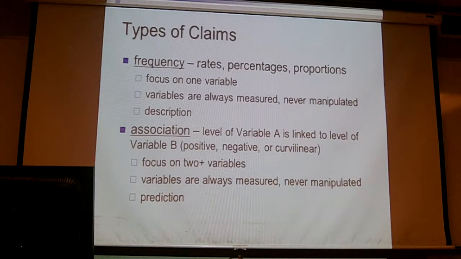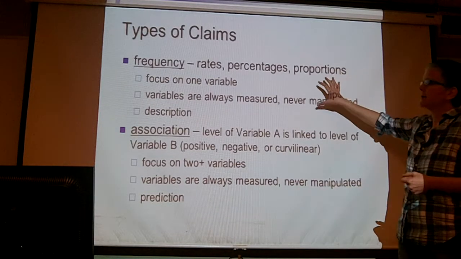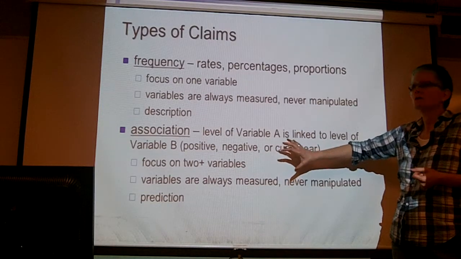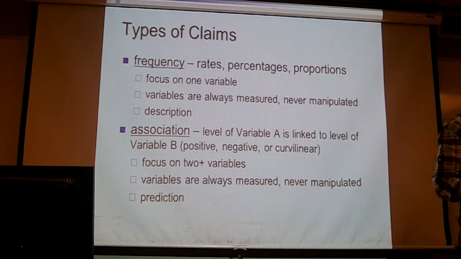So when you read descriptive statistics in a research article, or in a news story, or anyplace else, when you see descriptive statistics, things like the mean or the standard deviation or things like that, range, proportions, percentages, those are all frequency claims. We get a little bit more sophisticated or conceptually complex when we move up to association claims.